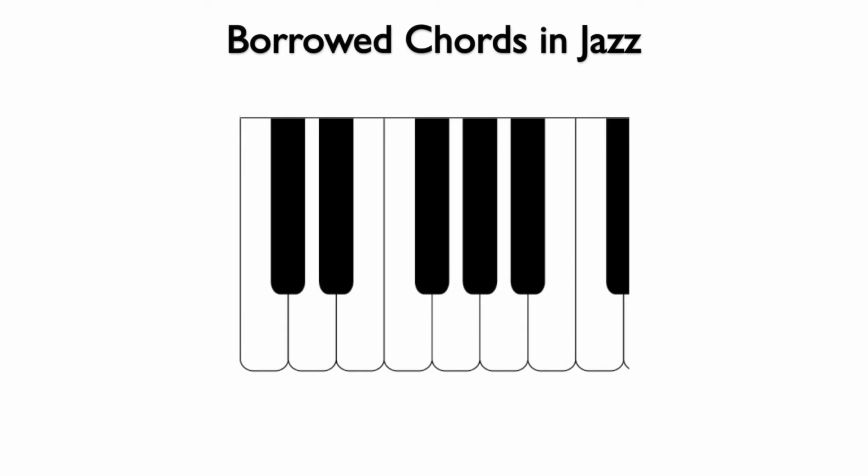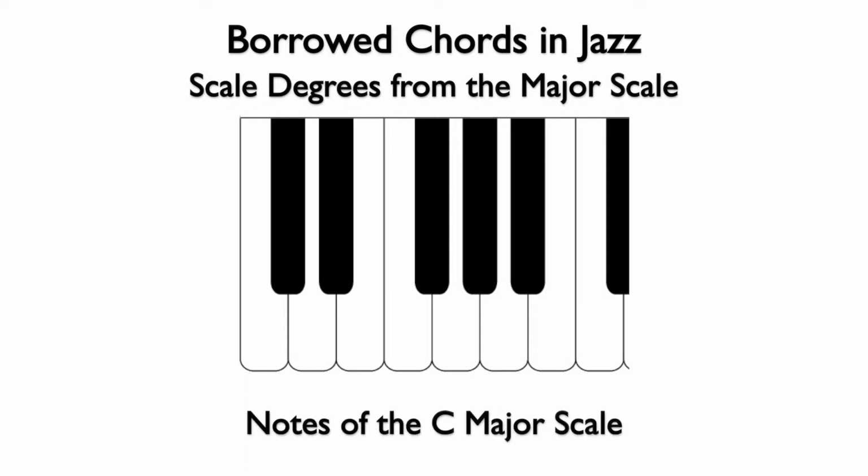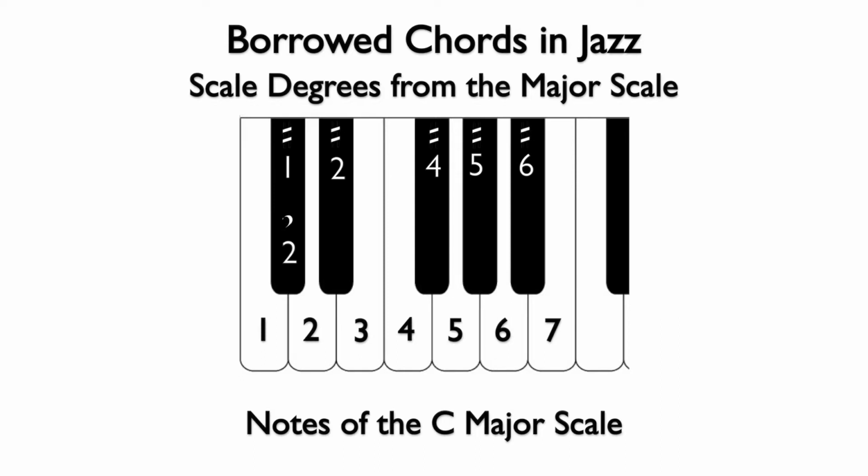When analyzing chords in a jazz composition, it is common to reference scale degrees from the major scale, even when chords are in minor. To understand this, let's look at the notes of the C major scale. C is the first degree of the scale, D is 2, E is 3, F is 4, G is 5, A is 6, and B is 7. If we add in chromatic notes, we will call C sharp, sharp 1, D sharp, sharp 2, F sharp is sharp 4, etc. And D flat will be called flat 2, E flat, flat 3, etc.